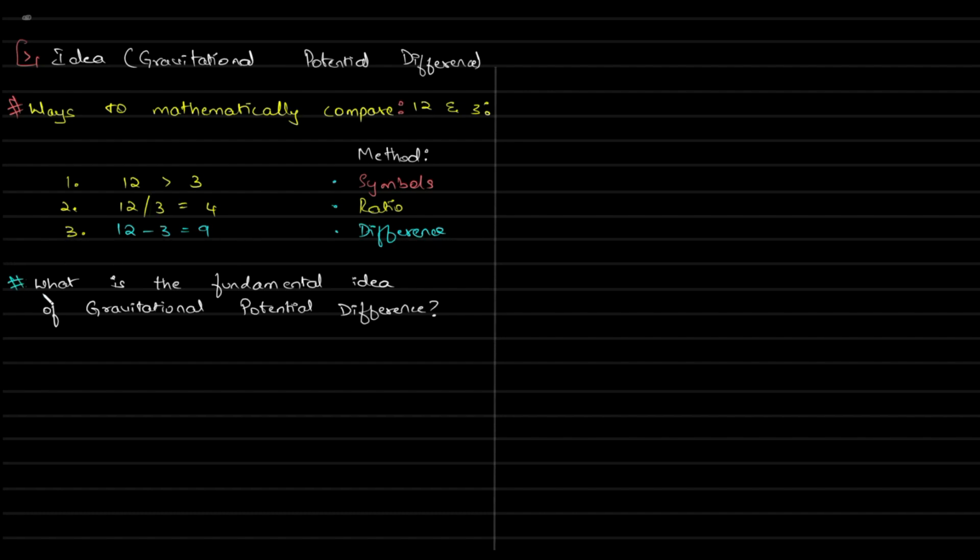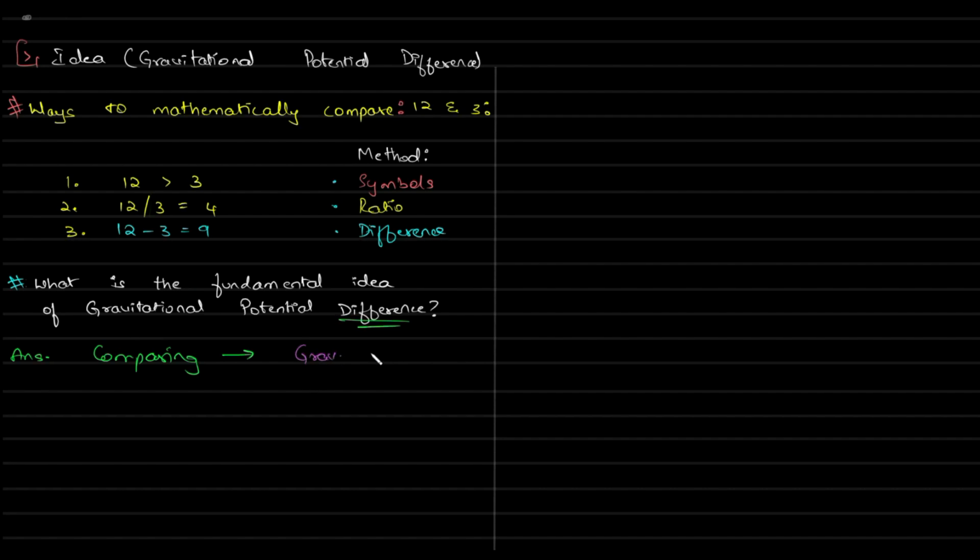Now, with this in mind, can you answer this question? What is the fundamental idea of gravitational potential difference? The key word here is the word difference. We just saw that difference is a way of comparison. So we are comparing over here. So what are we comparing? Again, the name makes it clear.